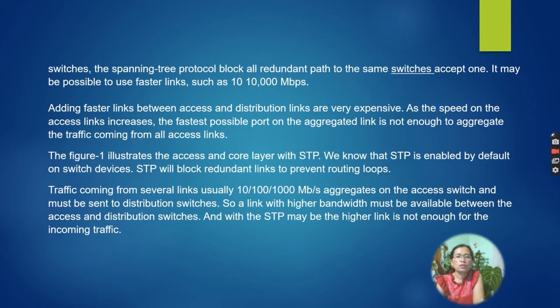Figure 1 illustrates this. According to STP, we know that if STP is enabled, which it is by default in switch devices, STP will block redundant links to prevent loops. Traffic coming from several links, usually 10, 100, and 1000 Mbps, aggregates on the access switch and must be sent to the distribution switches. So a link with a higher bandwidth must be available between the access and distribution switches, and a single higher link is not enough for the incoming traffic.